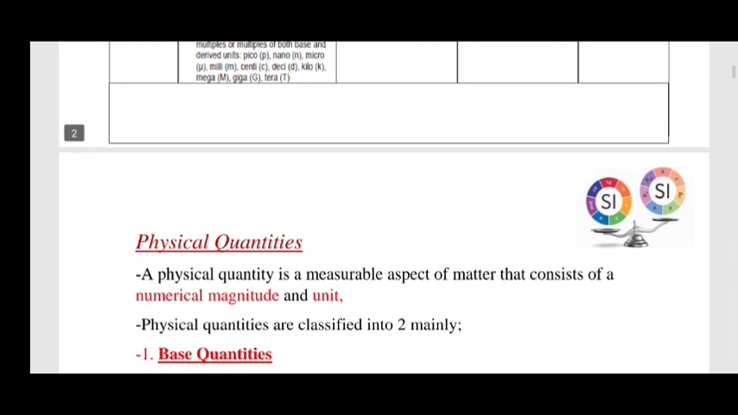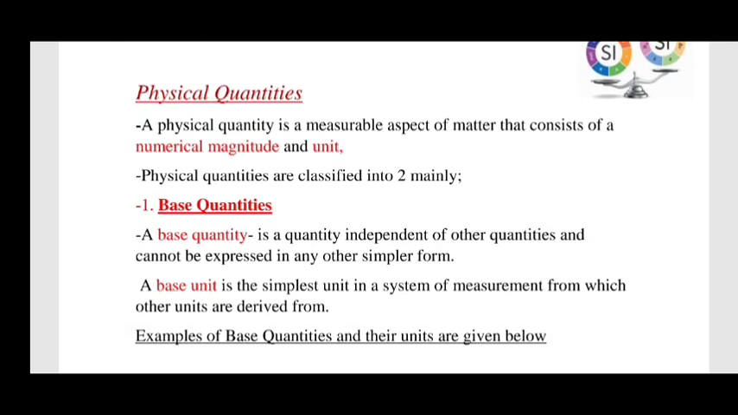So we'll first start off by defining a physical quantity. When you say physical quantity, it is a measurable aspect of matter that consists of a numerical magnitude and a unit. So if anything has a magnitude and an acceptable unit, we term that a physical quantity, and it should be measurable. For example, mass. We can measure mass. The unit is the kg, and the magnitude can be anything, 10, 20, 30, any number. It is termed the magnitude, and the unit is the SI unit, which is acceptable everywhere.